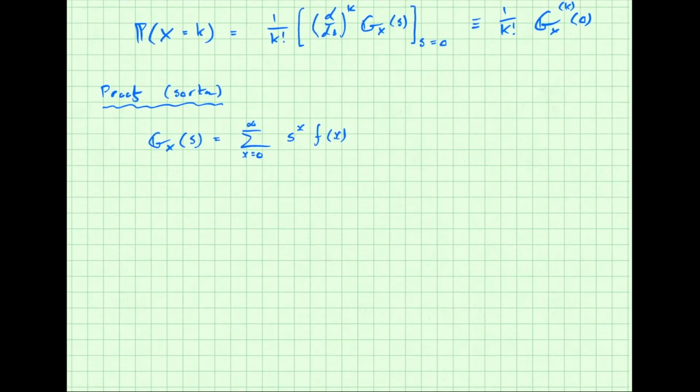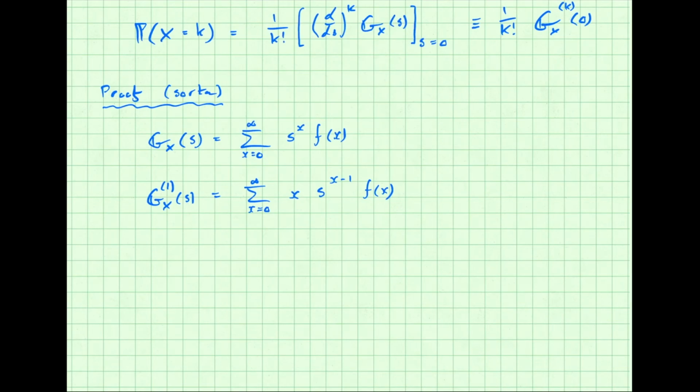Let's look at the next one. The first derivative of that, evaluated at s. So that's a sum, x equals 0 to infinity. The derivative doesn't do anything to the probability mass function, right? It's a derivative with respect to s. So it does something to the s to the x. And so what we get is x times s to the x minus 1 times f of x. Right? So that's just doing one derivative on that thing.